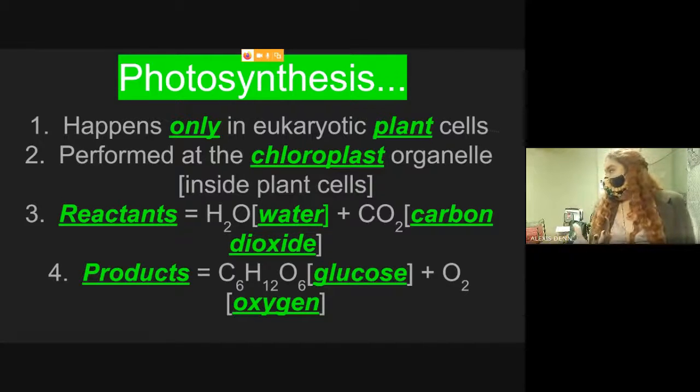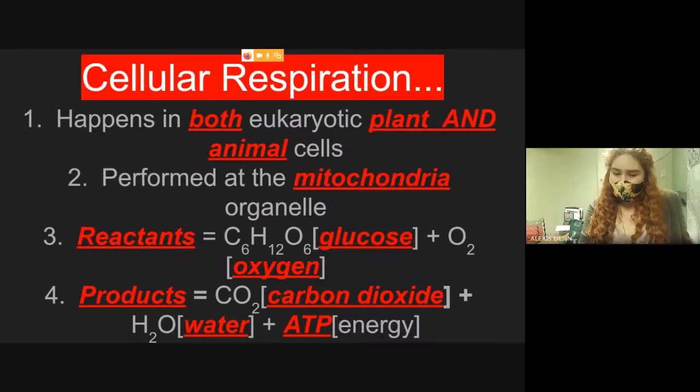What you should see now is plants are pretty much self-sufficient. They perform photosynthesis, and then they use exactly what they made in photosynthesis to perform cellular respiration. Animals, however, require plants to perform photosynthesis so we can get the glucose and we can get the oxygen by eating them or eating something that has eaten them.